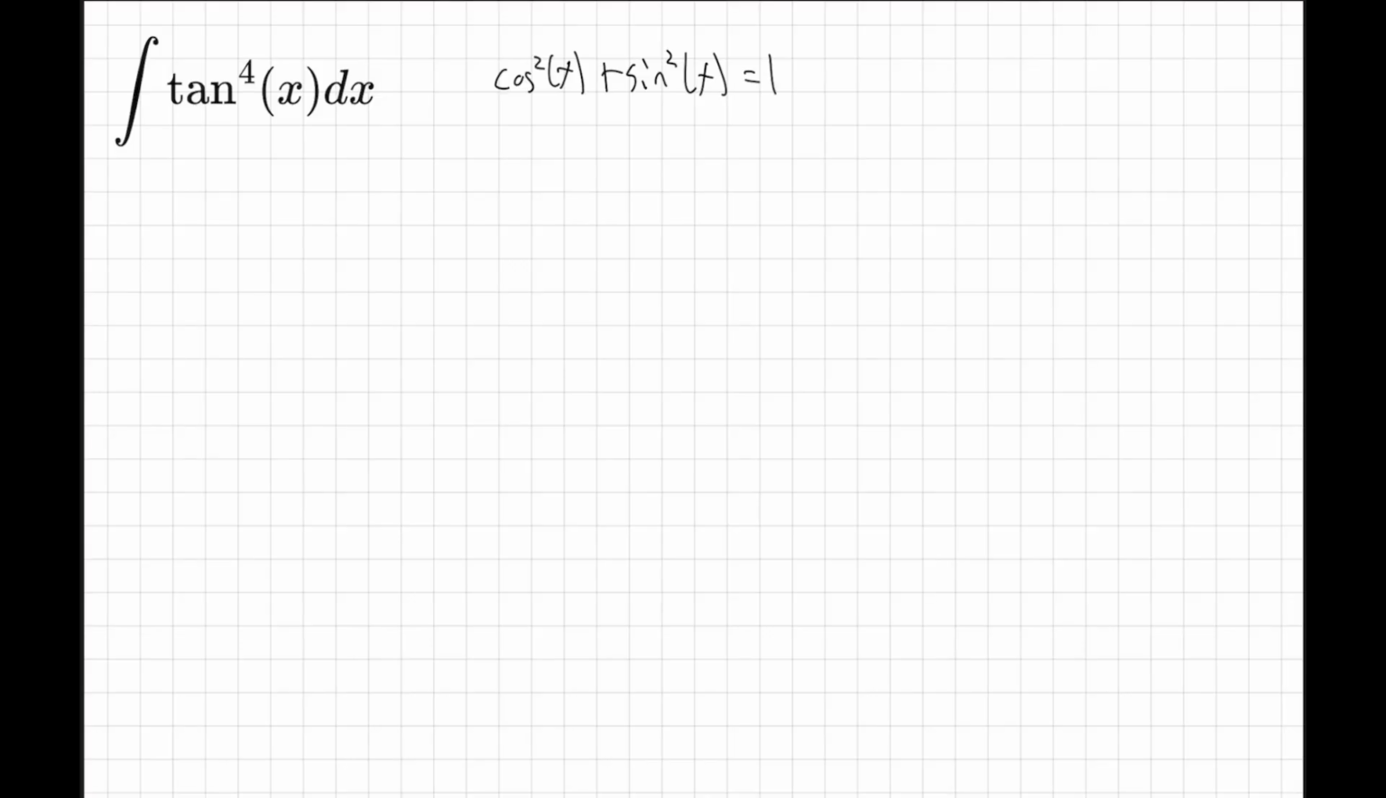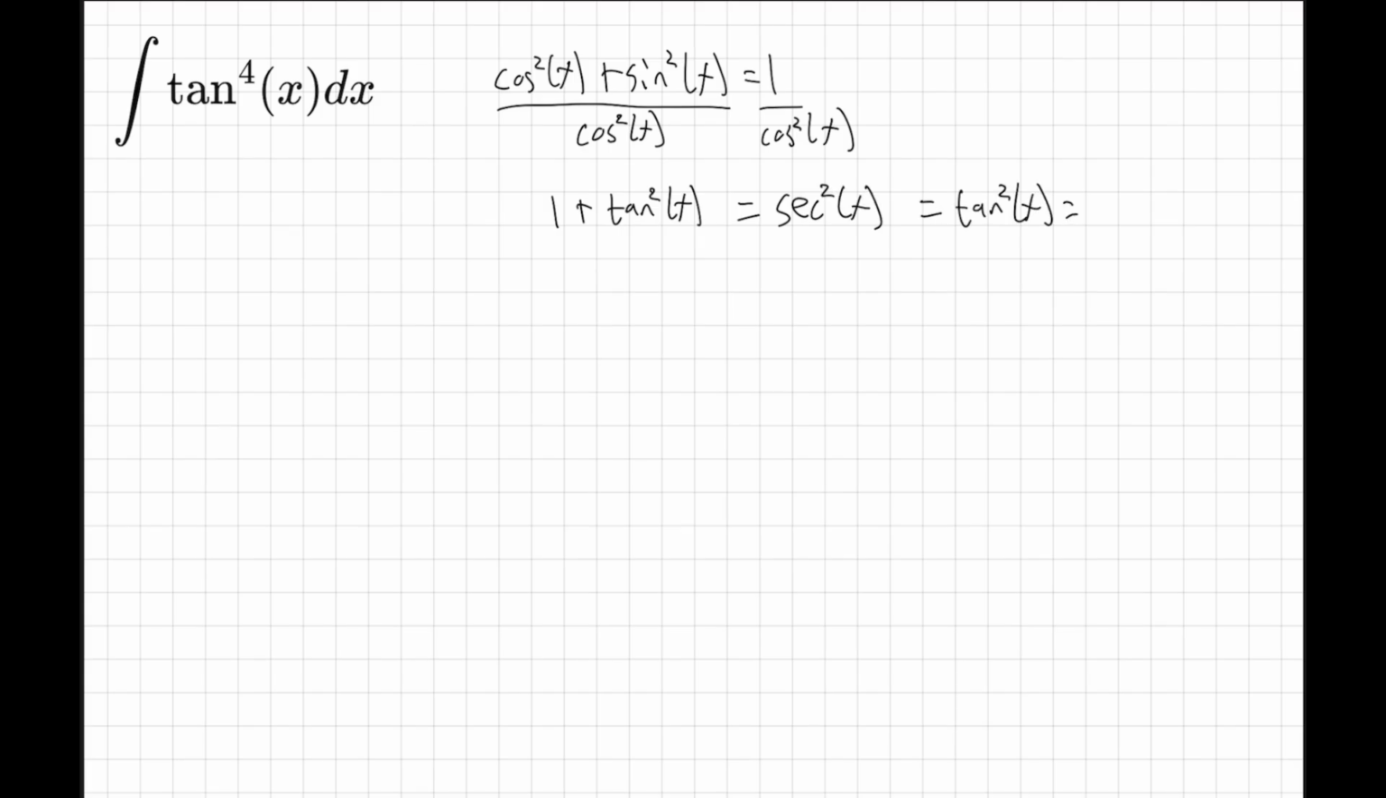What we can do to rearrange this and get something helpful is divide both sides by cosine squared. And this allows us to write the left-hand side as 1 plus tangent squared, and the right side as secant squared. So now we have that tangent squared is equal to secant squared minus 1. And we'll hold on to this useful fact and continue to solve the integral.